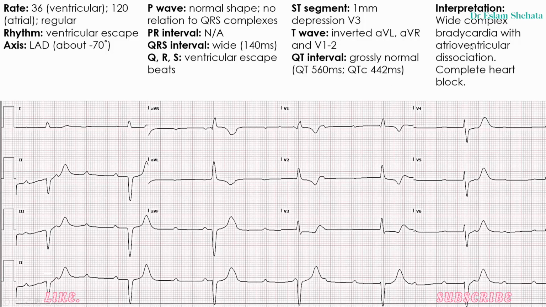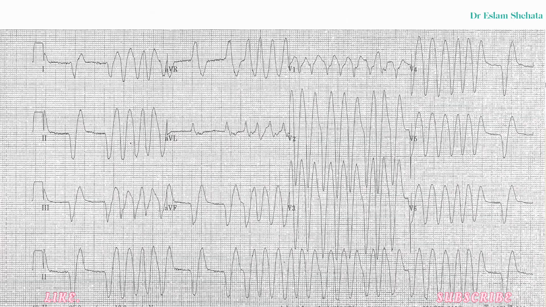That's the key phrase, alright? That's what the diagnosis of complete heart block hinges on. The atria are doing one thing, the ventricles are doing another, and there's no communication between the two. This is a complete heart block.